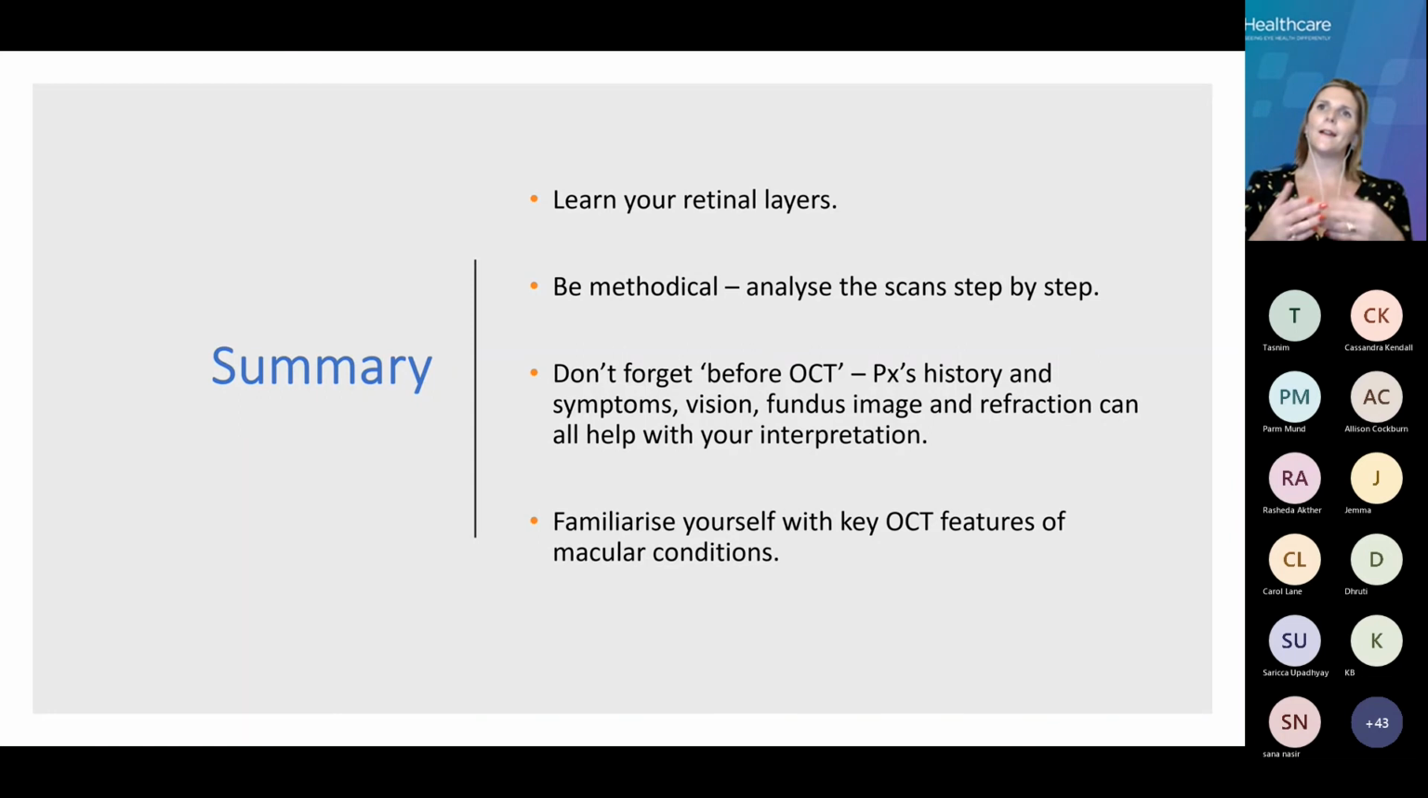Being methodical, so analysing the scans step by step, again, really important. So it feels like it's a lot of information when you first start using OCT. And actually what tends to happen is you forget, or you feel like you lose your confidence as a clinician because you feel like it's taken away with the OCT.